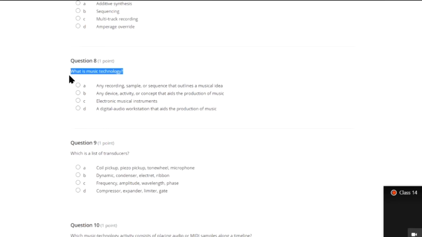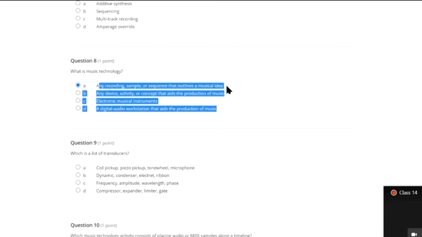Okay, what is music technology? Is it a digital audio workstation? Is it electronic musical instruments? Is it any device, activity, or concept that aids the production of music? Or is it any recording, sample, or sequence that outlines a musical idea?